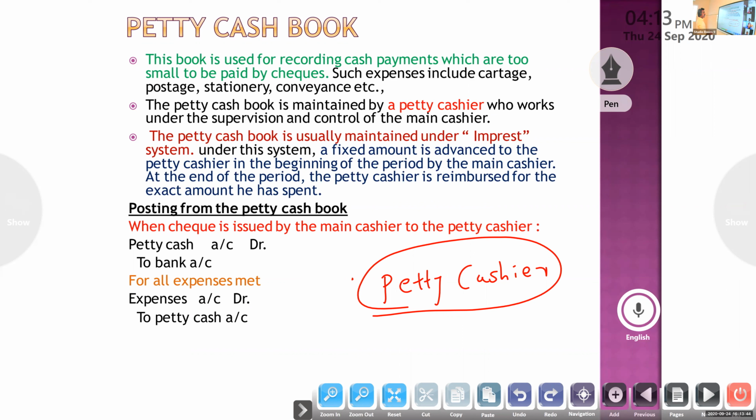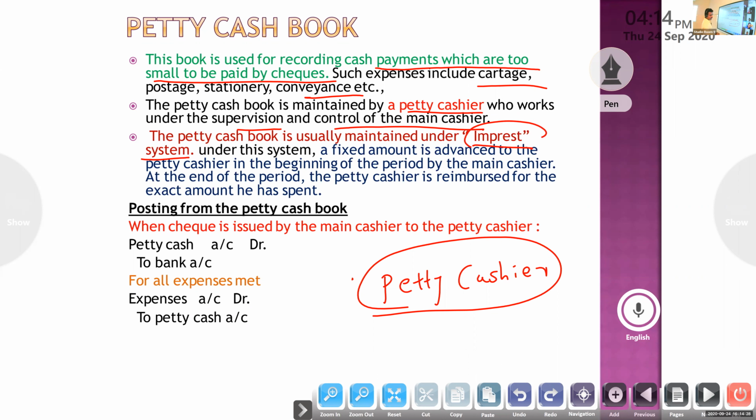This book is used for recording cash payments which are too small to be paid by cheques. For recording the small transactions, we prepare the petty cash book. Examples: cartage, postage, stationery, conveyance. Cartage means transportation expenses. It is maintained by the petty cashier, who works under the control and supervision of the main cashier. One important point: it is maintained under imprest system.